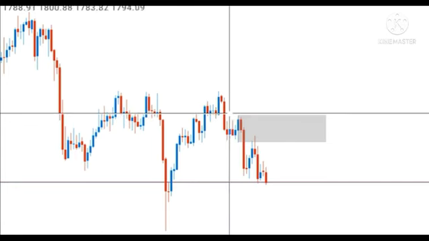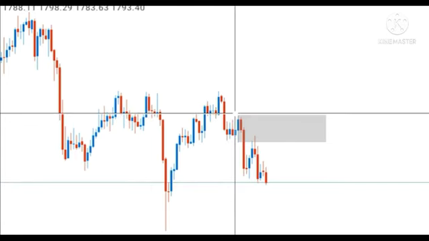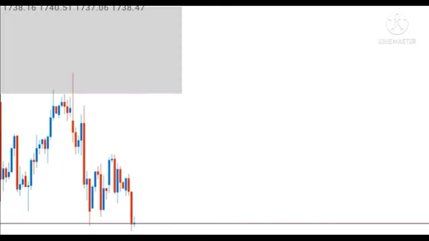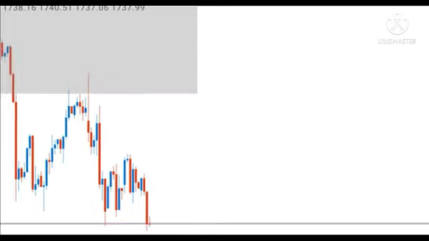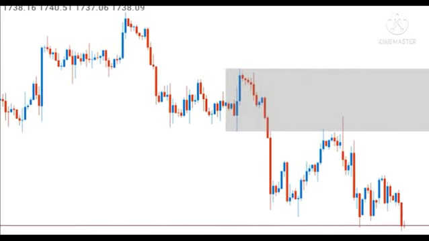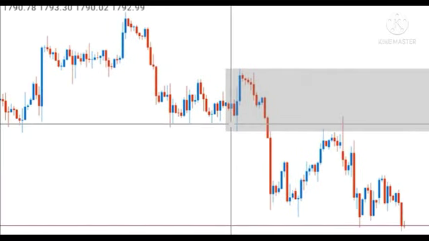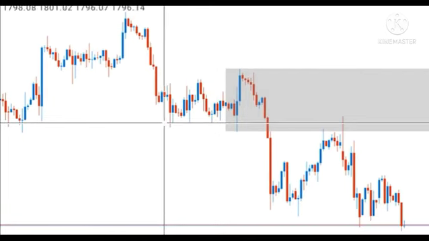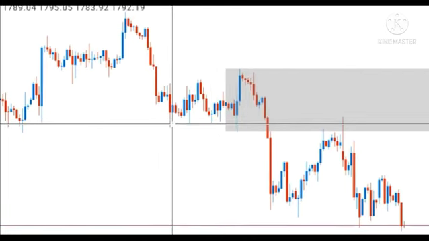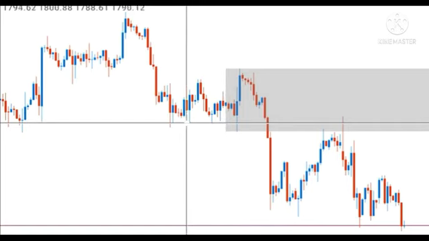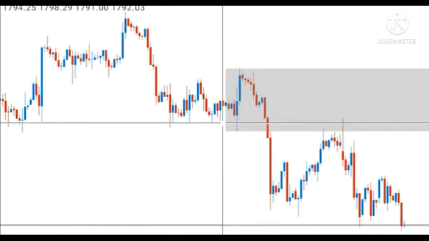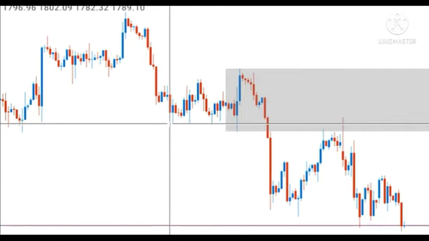Price started going sideways. You may not be able to see it very well here, but let's get to the 4 hour and let me show you what I want to show you. Now look at 4 hour. Price came here and started consolidating. What happened here is what ICT calls the power of 3. What is the power of 3? Accumulation, manipulation, and distribution. This is the power of 3.